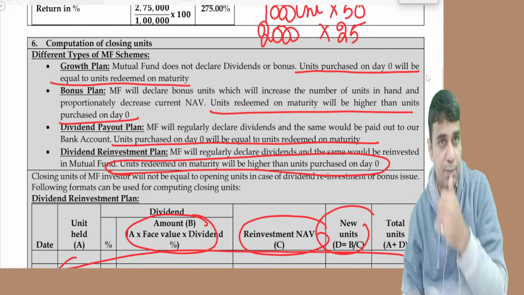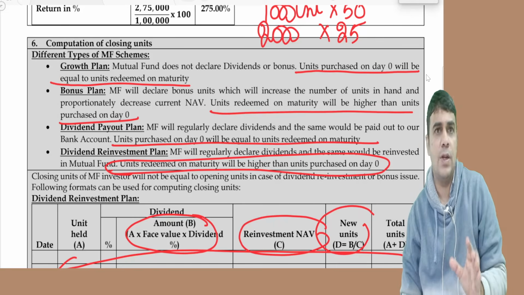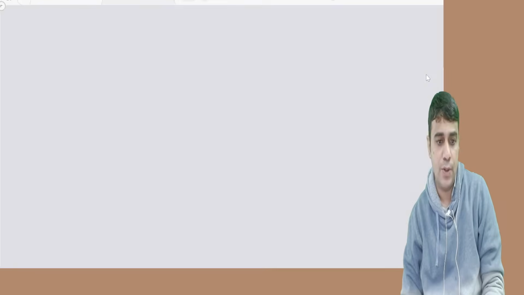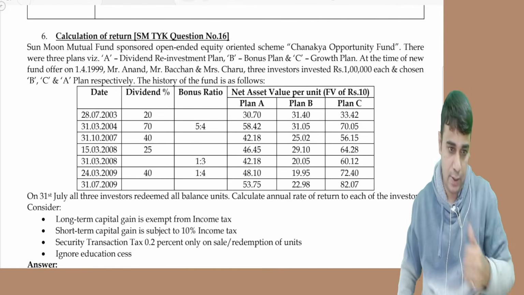Okay, let's proceed with the discussion. So we have learned there are four types of plans. Let's see a question around this. It's a very lengthy problem which we are going to do now. It may take around an hour today. Let's go through this question now.